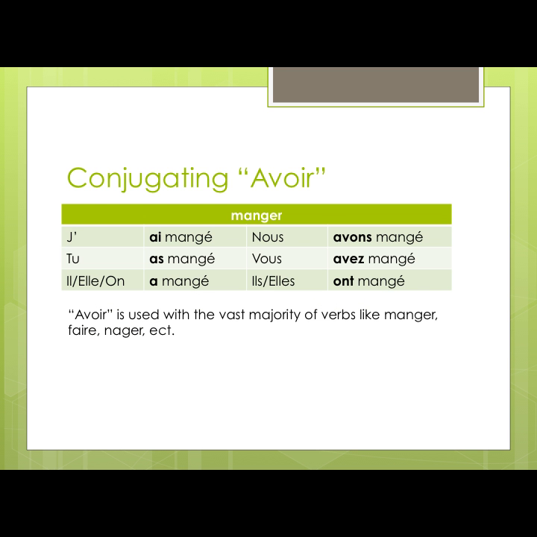So, a review of conjugating avoir. J'ai, tu as, il, elle, on a, nous avons, vous avez, ils, elles ont mangé. And you see I put mangé at the end of those because that's showing you what it looks like with your past participle. And you notice mangé does not change, while avoir does. So like I said, these are going to be used with most of your verbs.